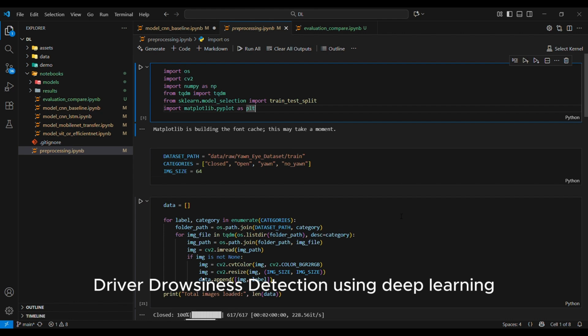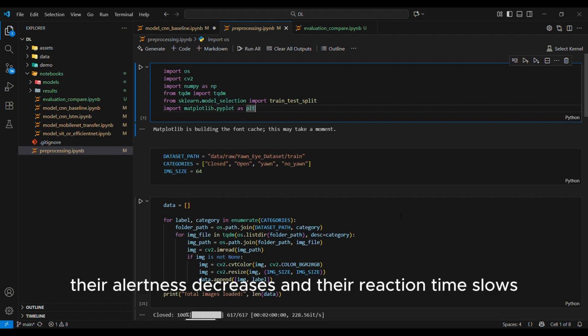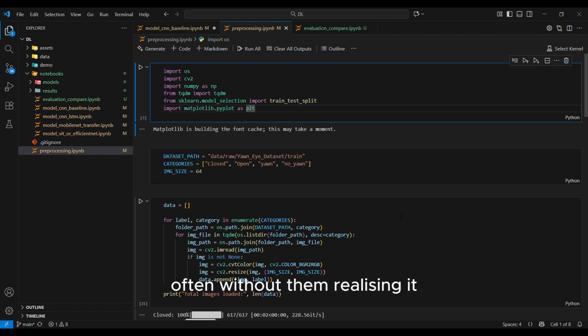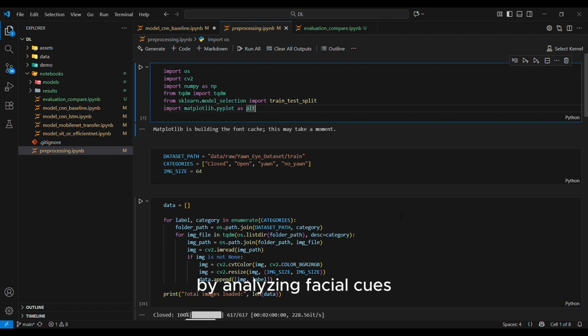Using deep learning, drowsy driving is one of the leading causes of road accidents worldwide. When a driver becomes tired, their alertness decreases and their reaction time slows, often without them realizing it. Our goal in this project was to design a computer vision-based system that automatically detects early signs of fatigue by analyzing facial cues such as eye closure and yawning.